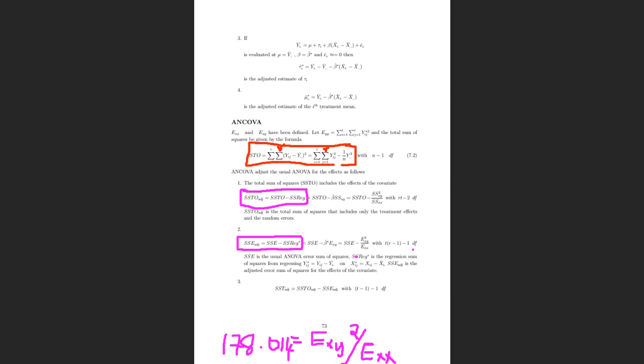The last one, SST adjusted, is given by this formula here. So this is the part that I need, after break, give me these three. You have the summary of all these things. Give me SSE adjusted. And to find SST adjusted, it is the difference between SSTO adjusted and SSE adjusted.